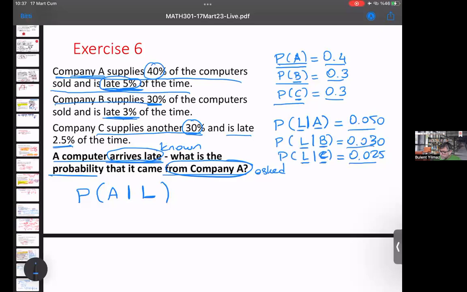So what is being asked? Probability of it's coming from company A, and I know that it is late. Okay, this is asked and this is known. How will I write the conditional probability or Bayes' theorem? Probability of L given A times probability of A divided by probability of L.